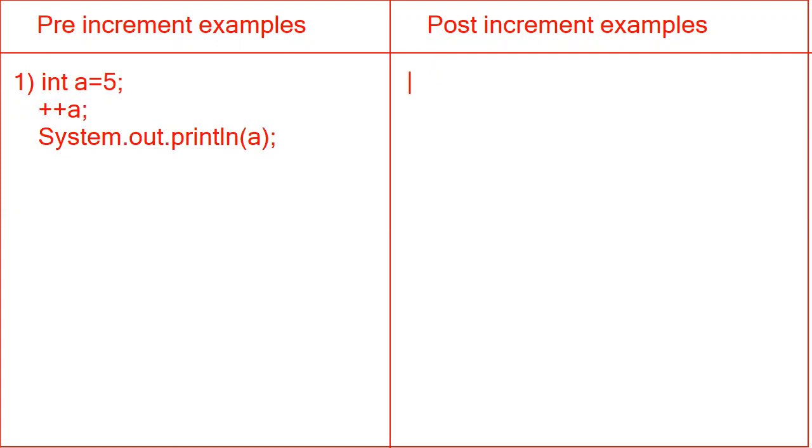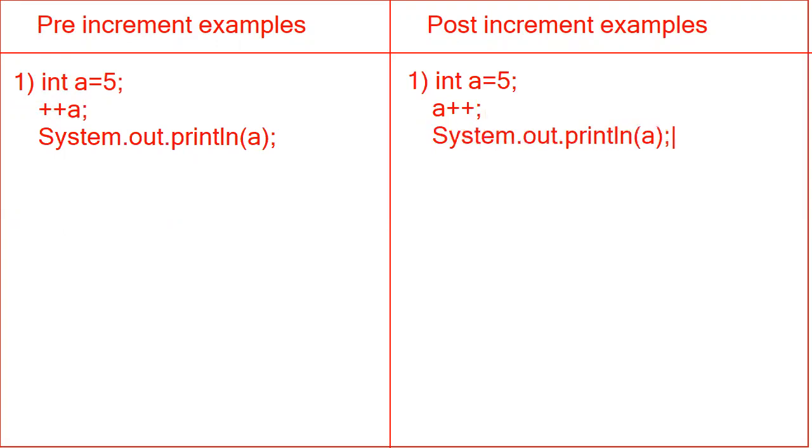Here, int a equal to 5. Here a plus plus. System dot out dot println a. You observe, here I gave pre, there I gave post.